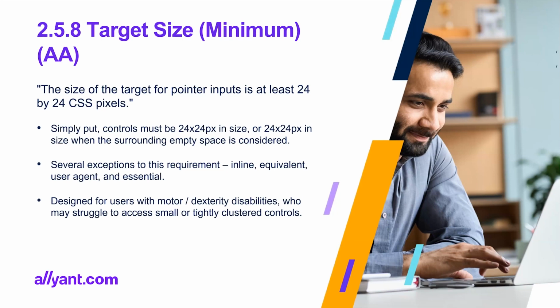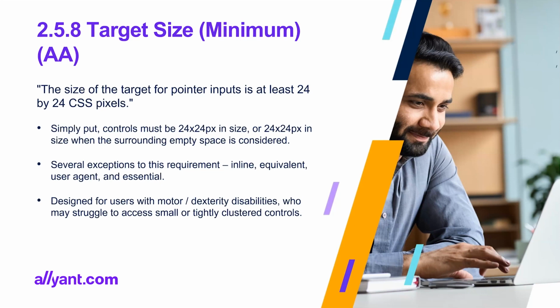So always a bit of a touchy spot when you have to make modifications that will impact the visual look and feel of the app. But what this requirement in WCAG 2.2 says is that actionable elements that perform a function have to be at least 24 by 24 pixels in size, or they have to be 24 by 24 pixels in size when you account for that surrounding white space.